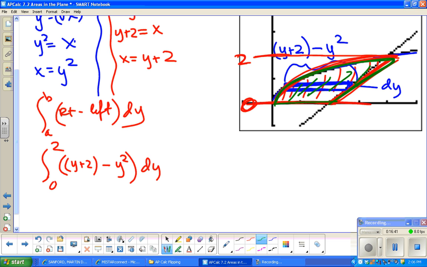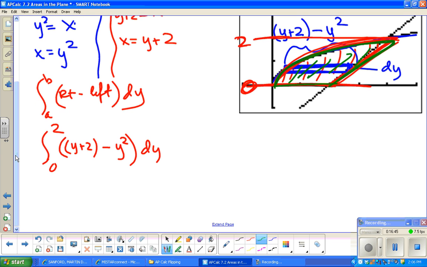Because there is no third curve coming into this, or third graph like the y equals 0 was on the last one, I can just go through and do antiderivative and plug and chug right out of the chute. Okay, so I already did all the setup and everything. So y squared plus 2y minus y cubed over 3. We're going to evaluate that between 0 and 2.